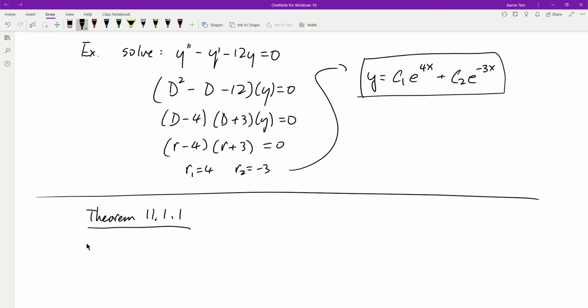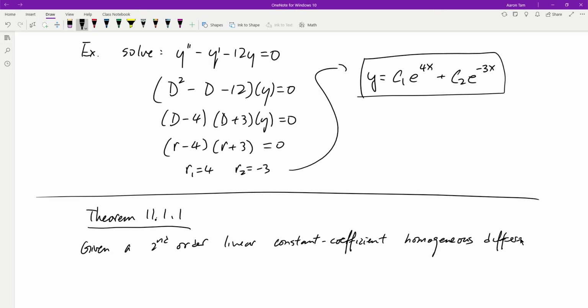Let's say given a second order linear constant coefficient homogeneous differential equation in the form of y double prime plus by prime plus cy equal to 0. And once again, if you do have a coefficient in front of y double prime, you just divide it out of the entire equation.